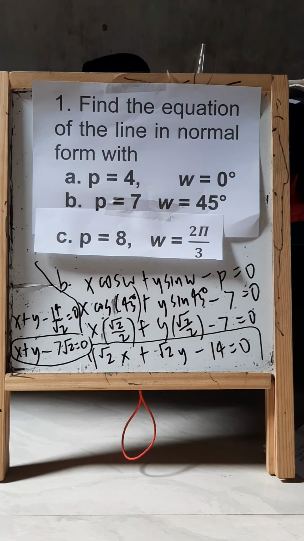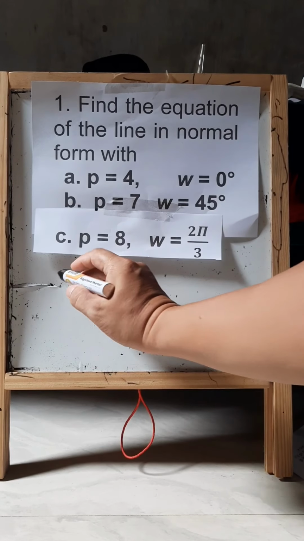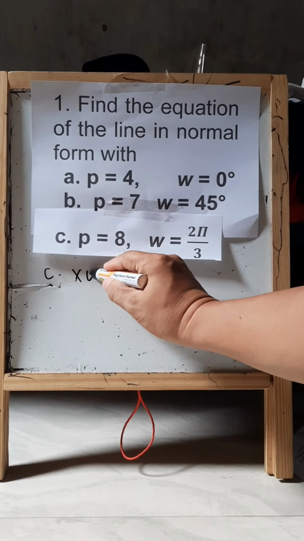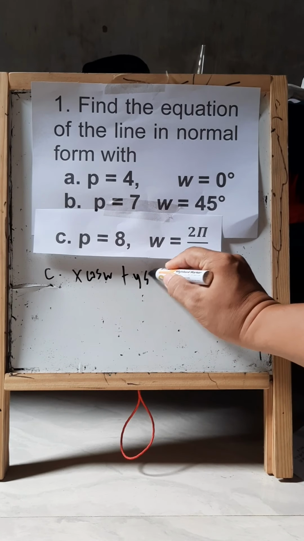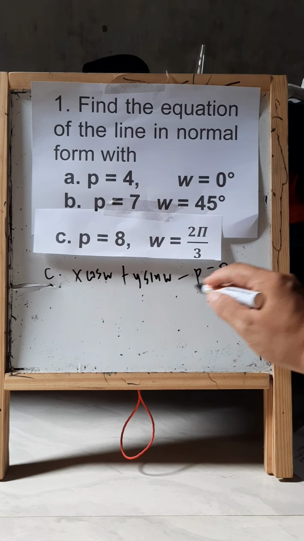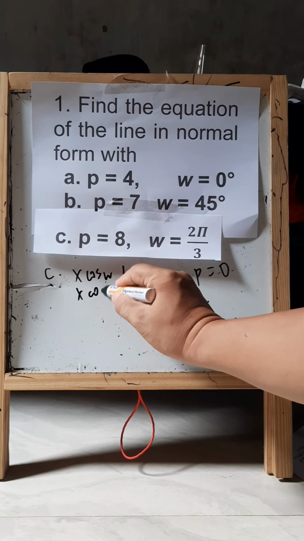So let's proceed to letter C, where P equals 8 and W is 2 pi over 3. So let's solve for C. P equals 8, W is 2 pi over 3. So let's write the equation of the line in normal form. X cosine W plus y sine W minus P equals 0. Then substitute.